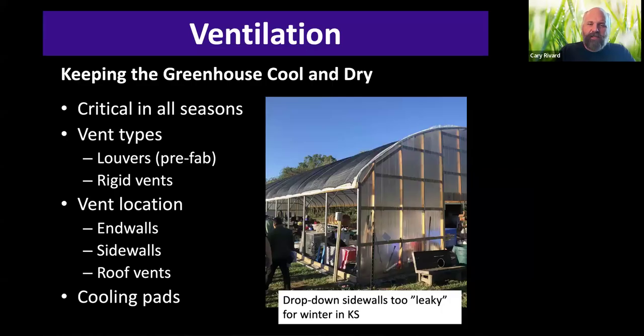I have seen some greenhouses with drop-down sidewalls. This is actually a greenhouse in Arkansas, where it's a little warmer climate than we have. The thing about those is, boy, it's really hard to button down those sidewalls and get them sealed up really tight in the wintertime, right? They're going to be very leaky. So if you're trying to grow in January in Kansas City and we have negative 12-degree weather, a drop-down sidewall is not going to work out very well.